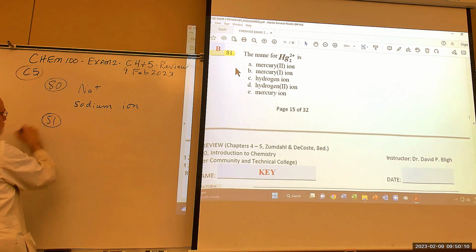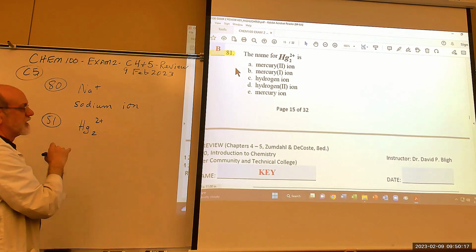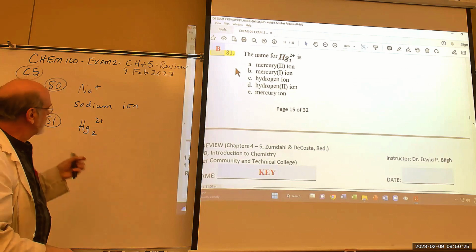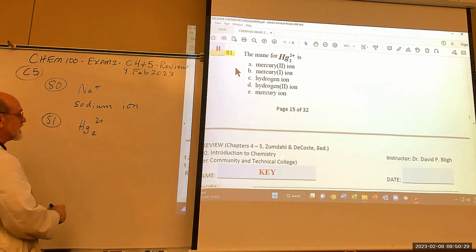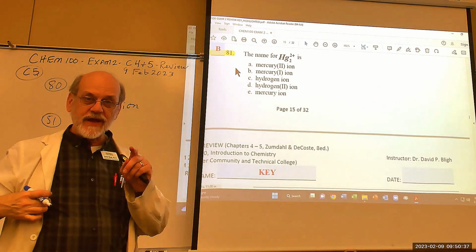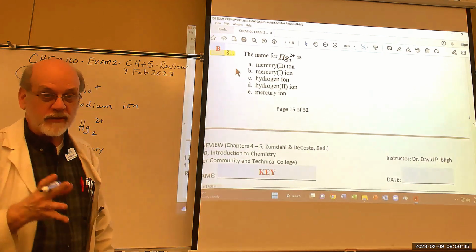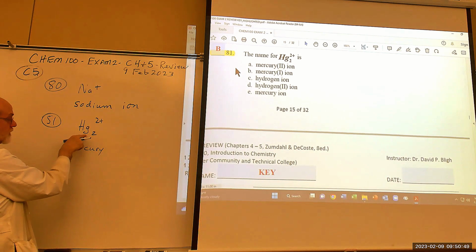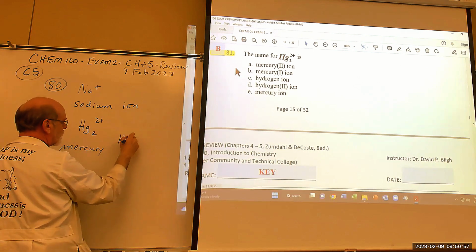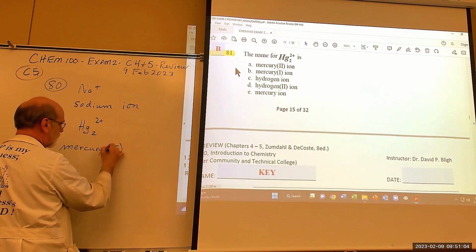81. The name for Hg2 2+ is what? Well, we know it's going to be an ion, right? So now we have to say, what is that? Well, it's not hydrogen, but it is mercury. But remember, we cannot say mercury ion because mercury is one of those metals that has the possibility of different charges. We have to determine the charge. So the charge on this whole group is 2+, but there are 2 of them. So each one has a 1+ charge. So this is mercury(I) ion.